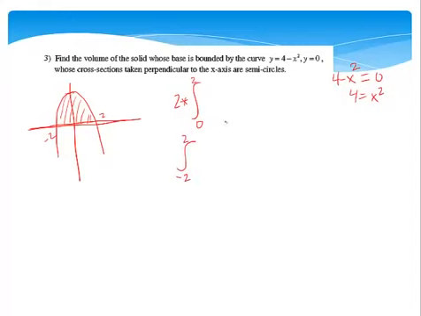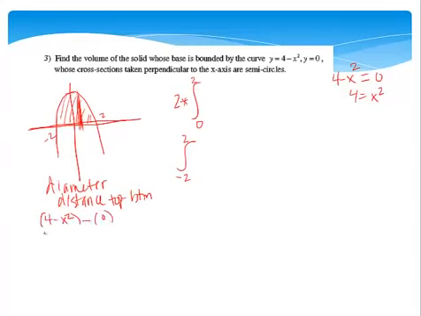Either one. Alright, the cross sections are going to be semicircles, and they're perpendicular to the x-axis, so that's telling us that we can go up and down here to figure out the diameter of our circle. Alright, so the diameter of our circle is the distance from top to bottom. Well, this top function is 4 minus x squared, and the bottom function is 0, so our diameter is 4 minus x squared.